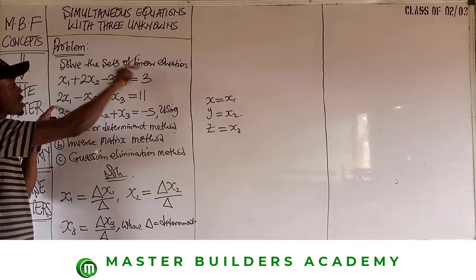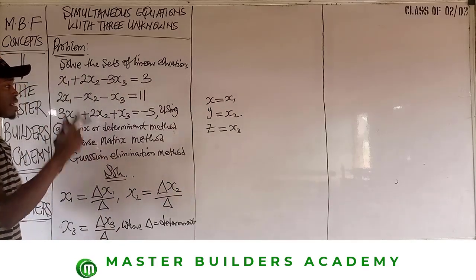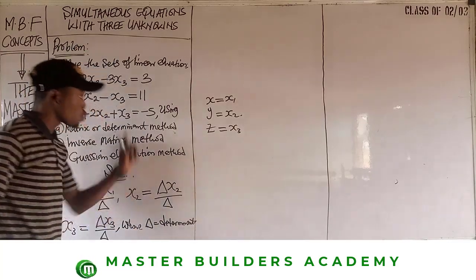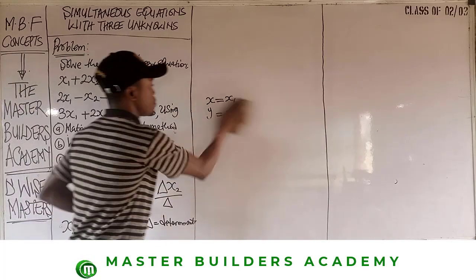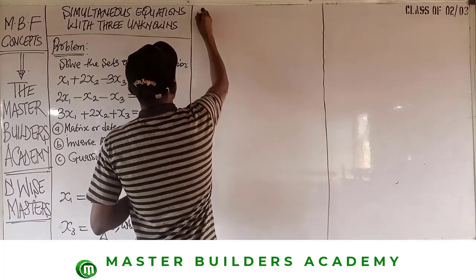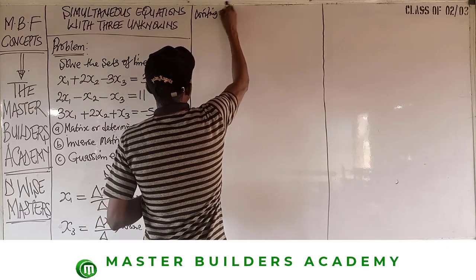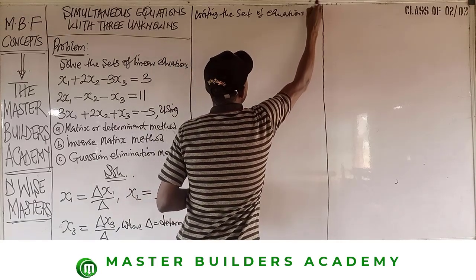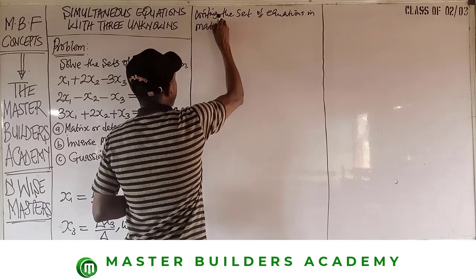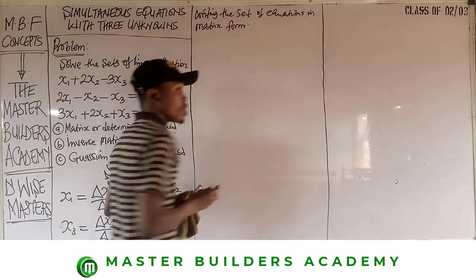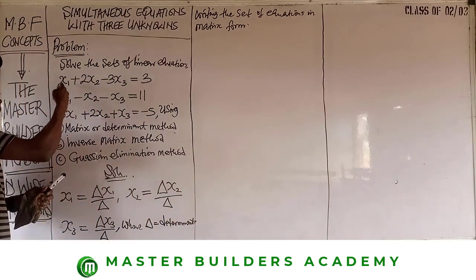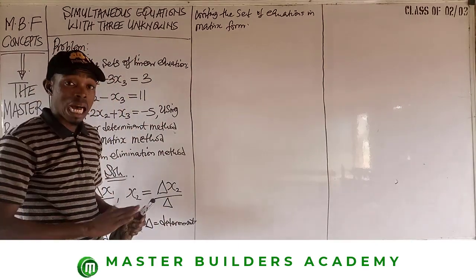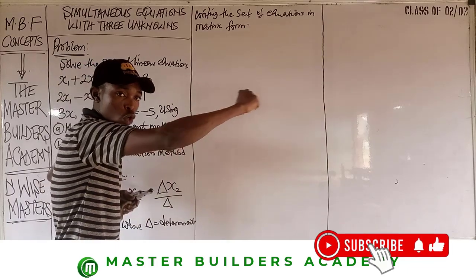So the first thing we want to do to this set of equations is to convert them to their equivalent matrix form. Writing the set of equations in matrix form. So to be able to do this, guys, the first thing we want to do is that, remember, in matrix form, these elements are arranged in rows and as well in columns. Are you there? In rows and then in columns.